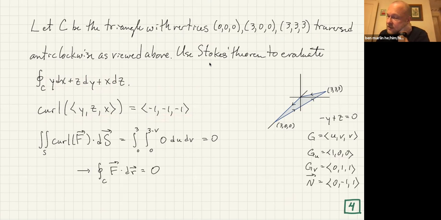So then you've got to take the curl dot dS, which really means to dot with the n vector. But this minus 1, minus 1, minus 1, when dotted with 0, minus 1, 1, you get a 0 from the first part, and you get a plus 1 and a minus 1 from the second parts. So we end up integrating 0 dv. And it really doesn't matter then what we've got it set up to do. For the surface there, we end up getting the integral to turn out to be 0.